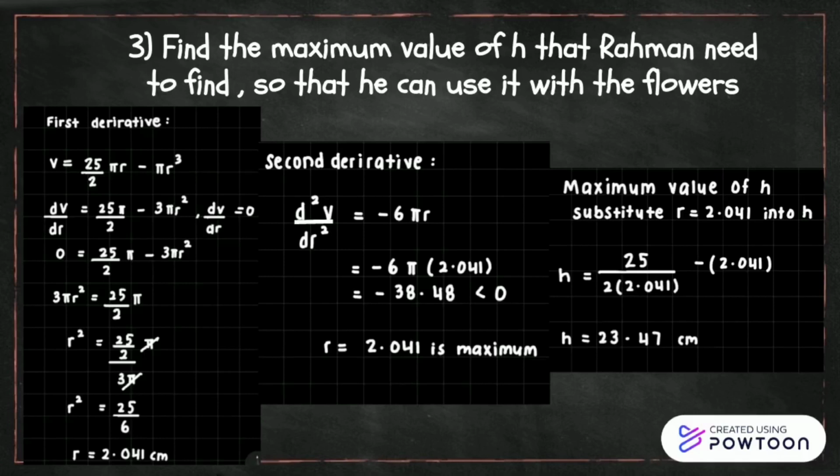We all know in a maximum and minimum problem, dV over dr must be equal to 0. Substitute this value into the equation. Then we get r equal to 2.041 cm.